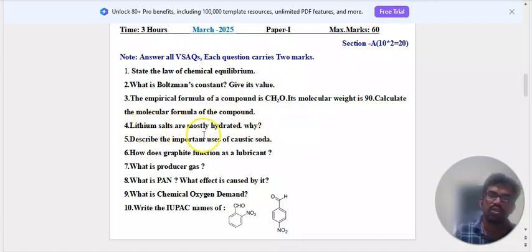And the fourth one, why are lithium salts mostly hydrated? Fifth one, describe the importance and uses of caustic soda. Very simple question. And the sixth one, how does graphite function as a lubricant? Seventh one, what is producer gas? Eighth one, what is PAN, and what effect is caused by it? And the ninth one, what is chemical oxygen demand? And the IUPAC name of this one, nitro aldehyde. This is section A, for the people who wrote the March 2025 paper.